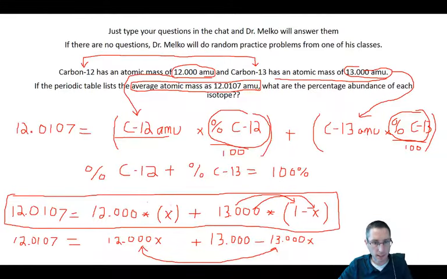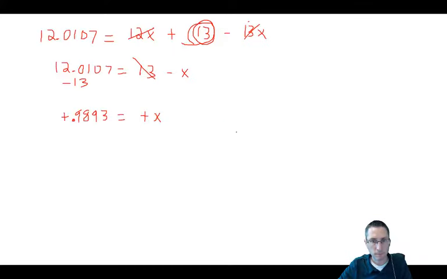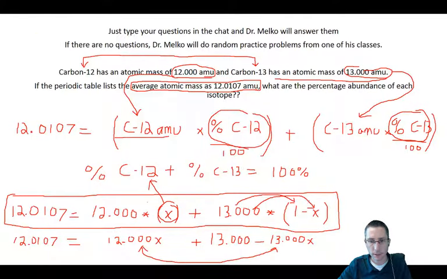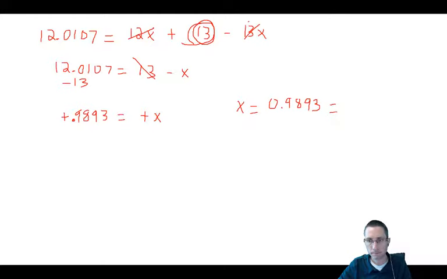Now, what was x? I specified x as the fraction of carbon-12. So x is the fraction in decimal format of carbon-12, 0.9893. Which means that carbon-13 is 1 minus x. So 1 minus x would give me 0.0107. Okay, and so in decimal form, that's my final answer.